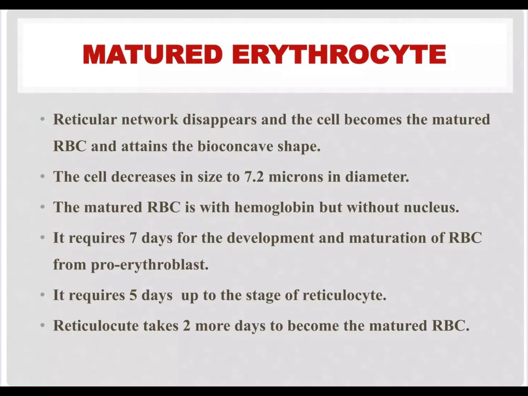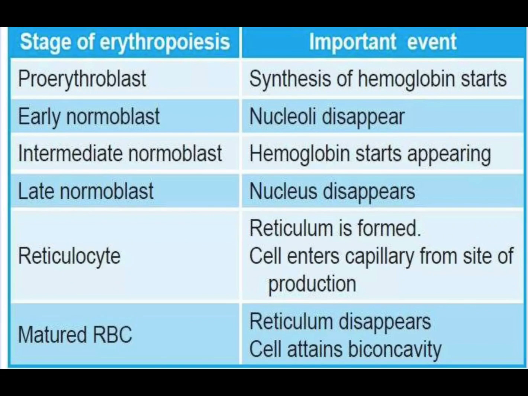One pro tip I'll give you on the important events that occur. In the proerythroblast, what happens? They are shrinking, and hemoglobin starts to form, but it is not there yet, so it is called the basophilic pronormoblast or proerythroblast. It is still basophilic. In the early normoblast, the nucleoli disappear, a key event, and it shrinks to 15 micrometers. In the intermediate normoblast, hemoglobin has come, so it is now mixed, polychromatic.